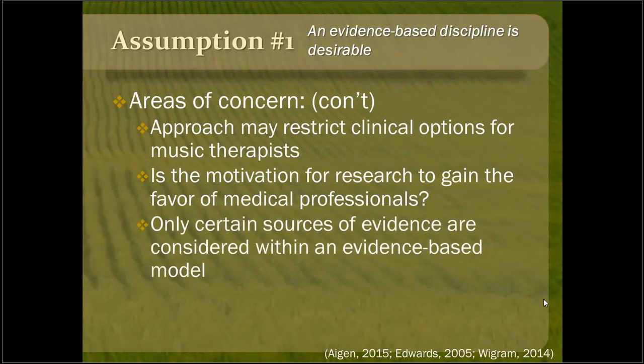Other people say that there are only certain types of evidence which are even being considered in an evidence-based approach. Really the bias here, or the argument here, is that only quantitative evidence is being used. And there are some others as well. I've just summarized and highlighted some of the most profound arguments.